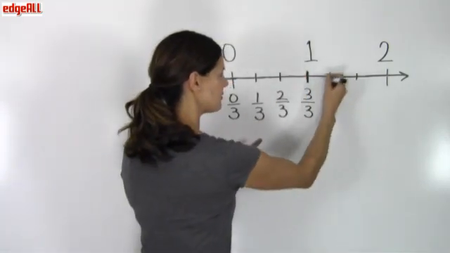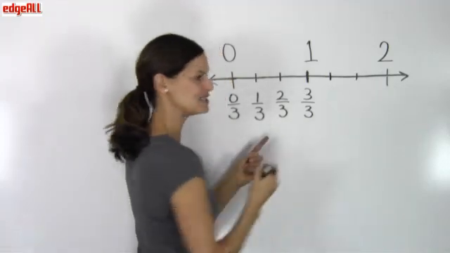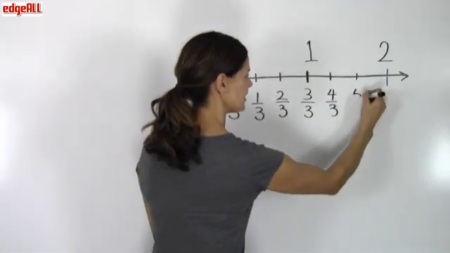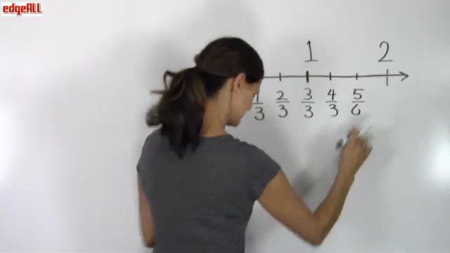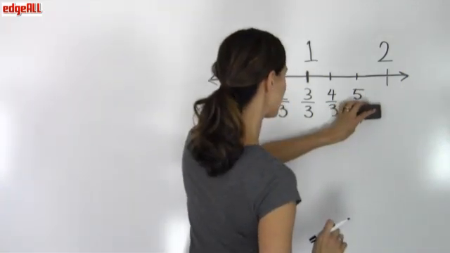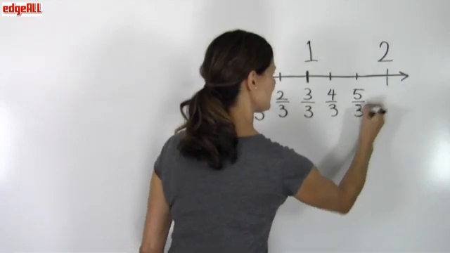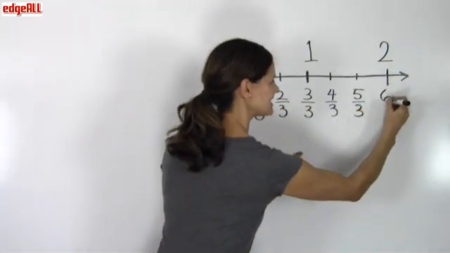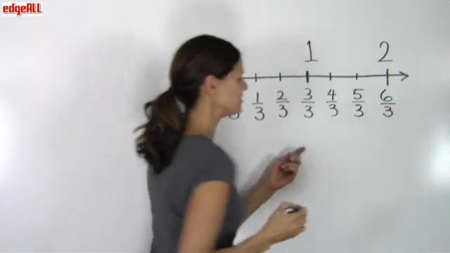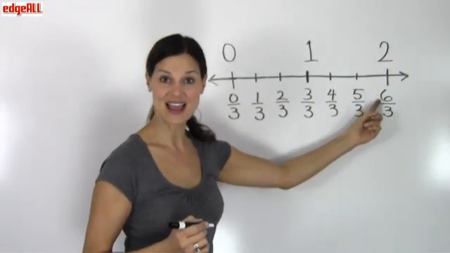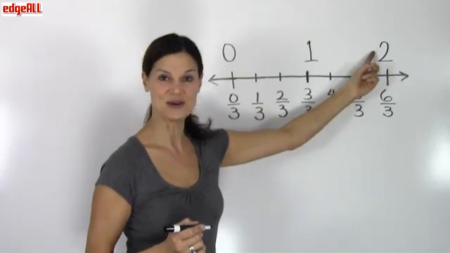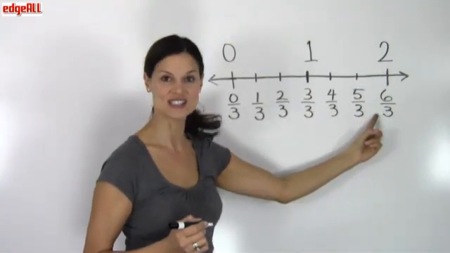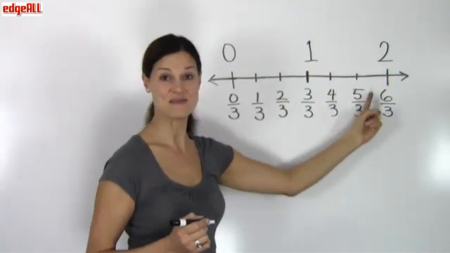At this mark here, moving into the numbers between 1 and 2, we're at 4/3. Here we're at 5/3. And lastly, when we get here to our whole number 2, we are at 6/3. And you can see that 6 divided by 3 equals 2. So when we reach the whole number 2 and we're at the fraction 6/3, these are the same number, the same value.